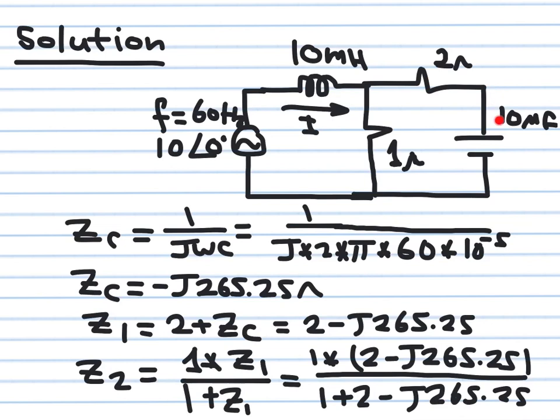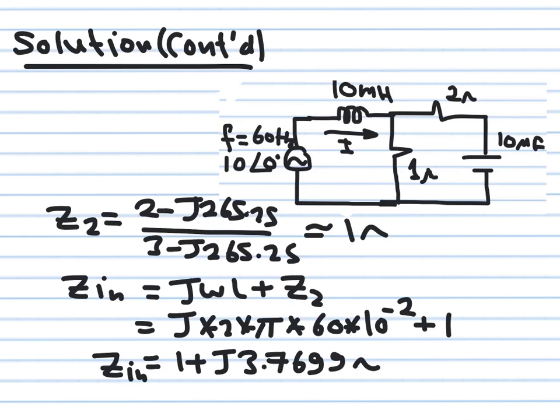Now, the impedance of this branch is in parallel with the impedance of this branch. This is 1 ohm, and this one here is 2 minus j 265.25. Then we apply the law of parallel resistances, because everything is still the same as with resistance, except everything is now a complex number. So you have 1 multiplied by 2 minus j 265.25, over 1 plus 2 minus j 265.25. Then you divide these two complex numbers using the techniques of division. You can use polar form or Cartesian form. Once I have done that, I now know what Z2 is. Z2 is the combination of all three impedances here.